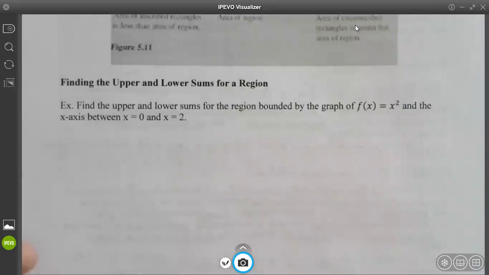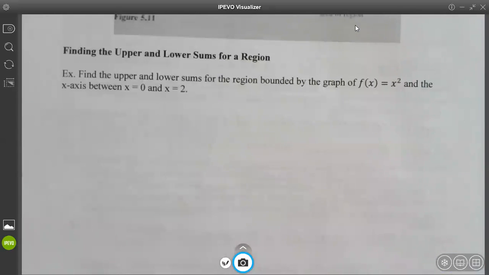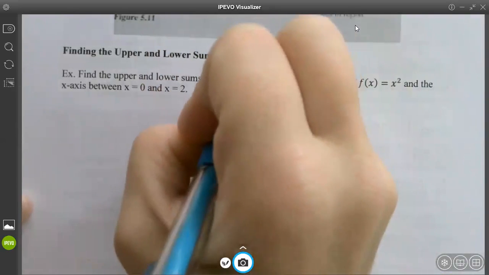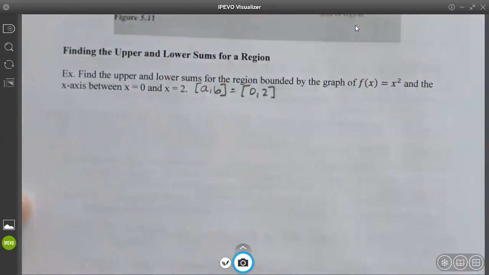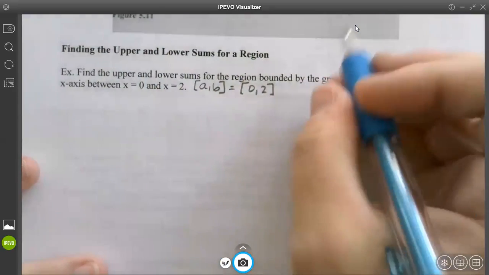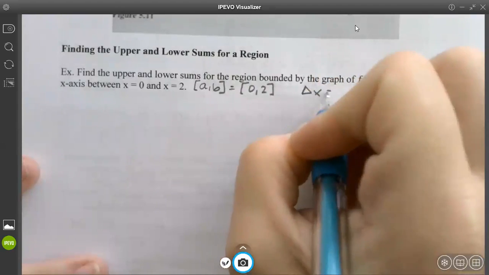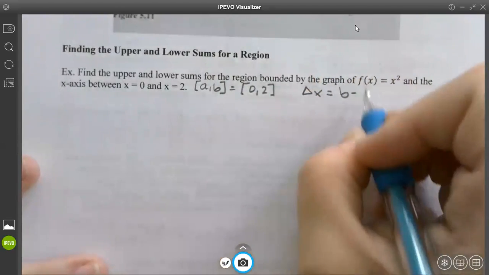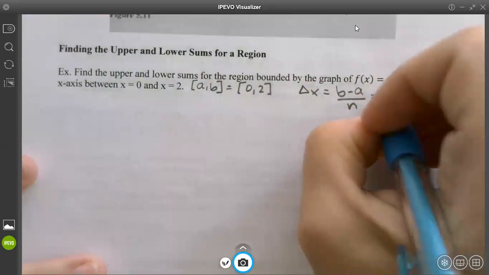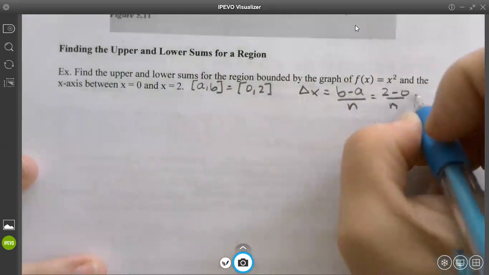So find the upper and lower sums for the region bounded by the graph of f of x equals x squared and the x-axis between 0 and 2. So 0 and 2 is that interval ab. Does everybody understand? So if you need to write that, the interval ab is going to be 0 to 2. So we want to partition into subintervals. That's going to be your delta x. Remember your delta x was b minus a over n, which will be 2 minus 0 over n, or 2 over n.